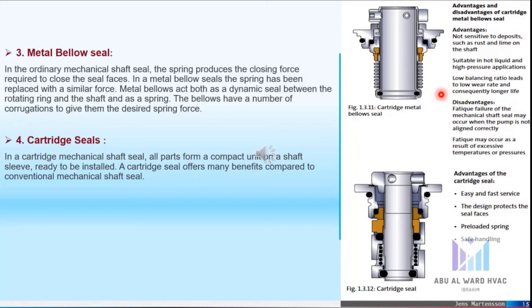The advantages are not sensitive to deposit such as rust and lime on the shaft, suitable in hot liquid and high pressure applications. Low balancing ratio leads to low wear rate and consequently longer life. The disadvantages include fatigue failure of the mechanical shaft seal may occur when the pump is not aligned correctly. Fatigue may occur as a result of excessive temperature or pressures.